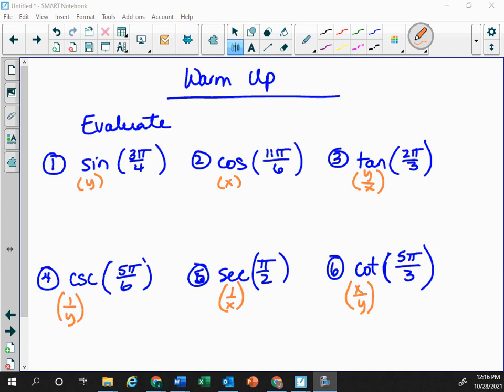Okay, so the first one, sine of 3 pi over 4. I got to know where 3 pi over 4 is. Where is it? Second quadrant, right? Right in the middle. I care about the y value. What's the y value there? Okay, done with number 1. We okay with that? All right, cosine then.